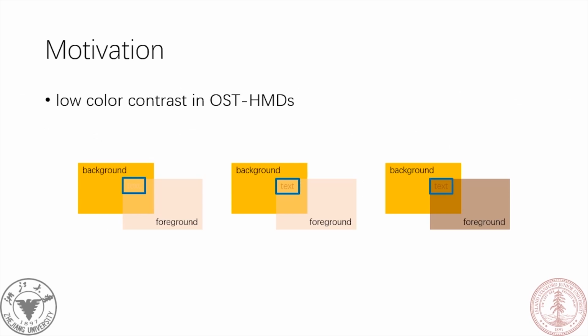The optical combiner of OSTHMDs blends the rendered pixels with the physical background. This essential property of combiners often causes a color blending problem, which hinders the ability of clearly observing the virtual content in mixed reality scenarios, especially when the virtual and real scenes show low color contrast.